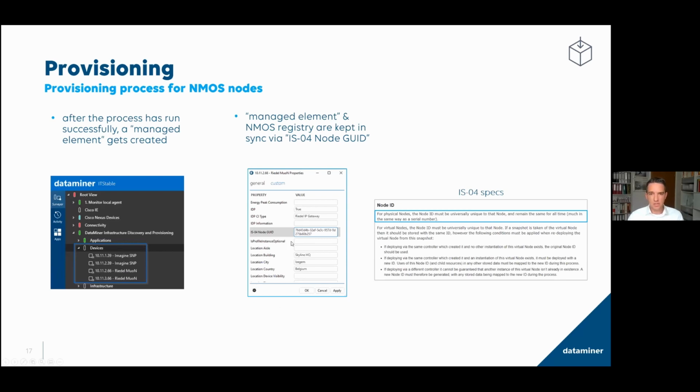A few details for those who are familiar with all the details on ISO 4: how do we sync and keep track of what we call a managed element, that one here, and the actual NMOS registry? We are using the node GUID. That's really in line with the ISO 4 specs, saying whenever there is a physical node, that node ID must be unique and can never change. So when you have a physical camera, it's like a MAC address, that node GUID will never change. When it's off and on, that management system will identify it again. Virtual nodes could have a new node GUID, in which case we would also create a new device that did not exist before.